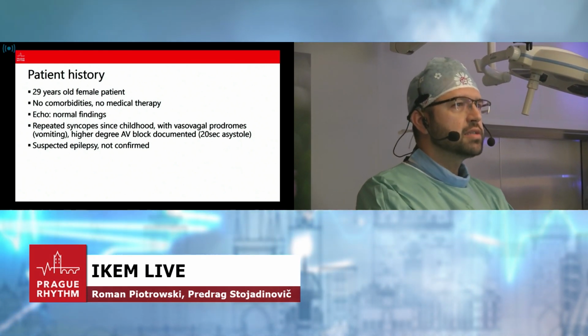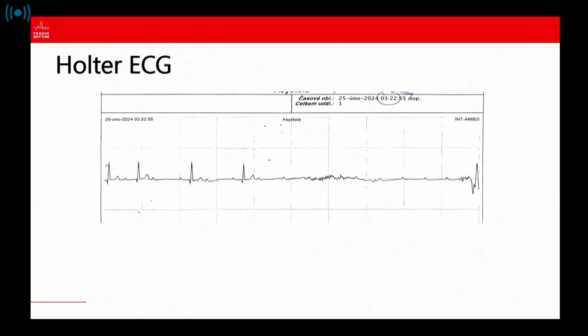Can we show the next slide? So this is one of the episodes documented on the Holter ECG, and here you can see the asystole because of the AV block, but you can notice how the P waves are speeding up. So this is probably some compensatory sinus node acceleration.